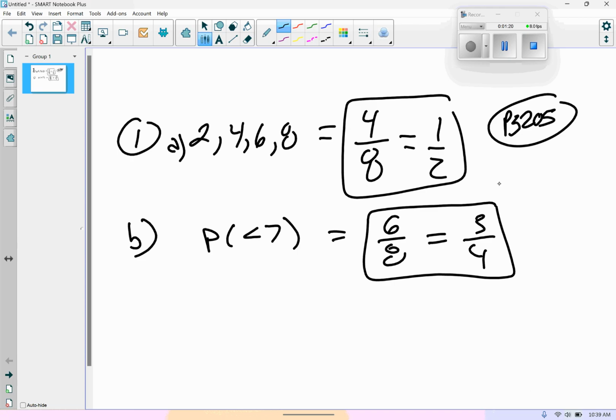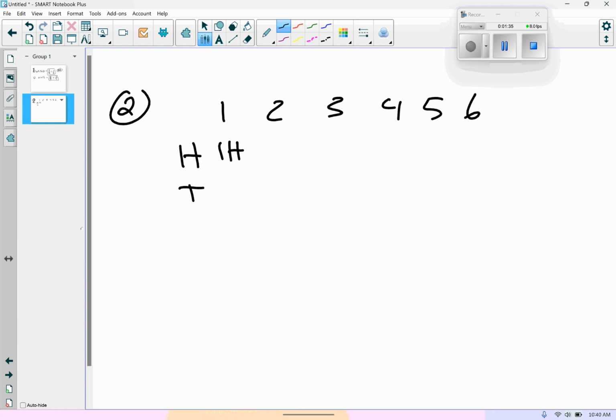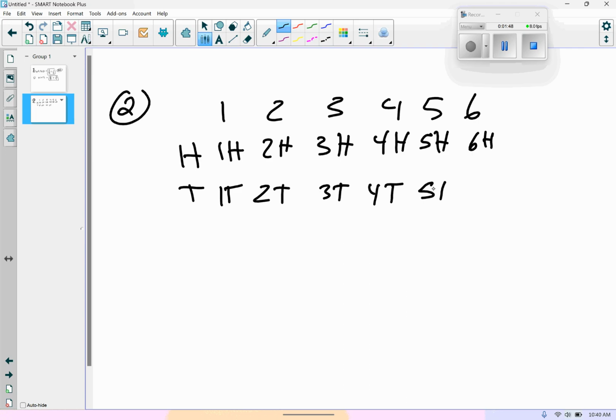It says you roll a 6-sided die and you flip a coin. So draw the sample space for this. So number 2. So the die is 1, 2, 3, 4, 5, 6. And then you have heads, tails. So 1H, 2H, 3H, 4H, 5H, 6H, 1T, 2T, 3T, 4T, 5T, 6T. There's our sample space. Does that make sense how I made that sample space? Everyone kind of comprehend what I did?